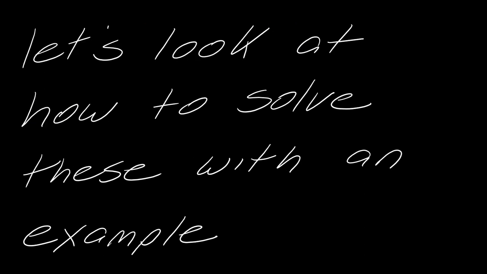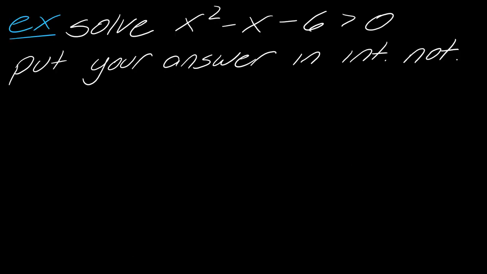So I want to take a look at how to solve a quadratic inequality with an example. Let's use the example x squared minus x minus 6 is greater than or equal to 0. And usually you're going to want to put your answer in interval notation, which is not going to be a big deal when you see how we set everything up. Okay, so there are 3 steps to solving these.